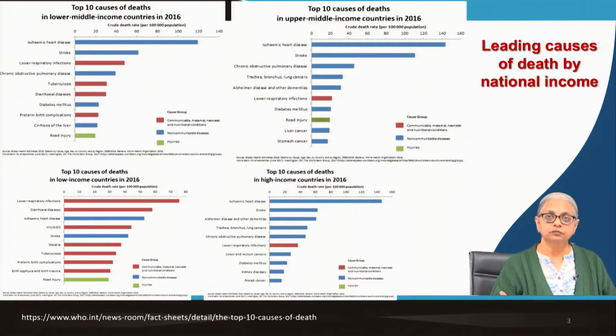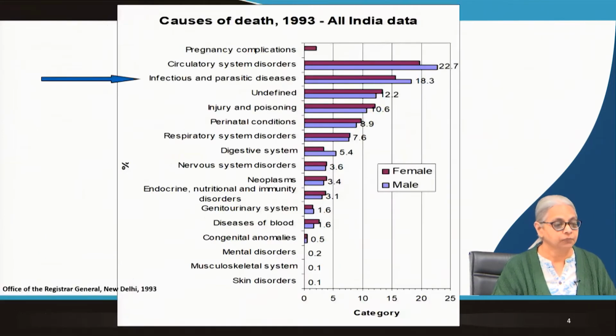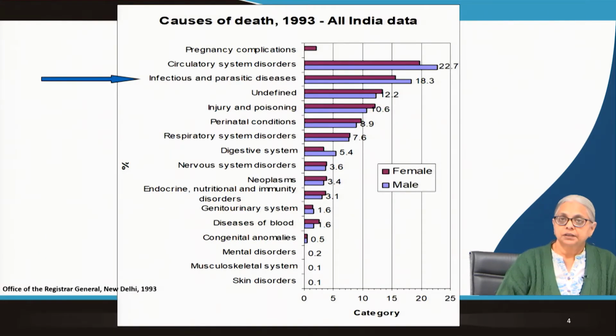So when I say infrastructure is lacking, what I mean is clean water supply, good sanitation, good drainage systems. These are the things that help to avoid morbidity and mortality due to pathogenic microorganisms. So that data was from WHO.